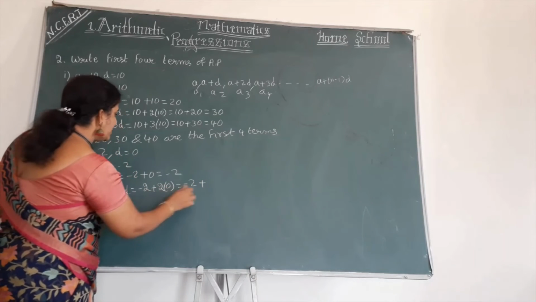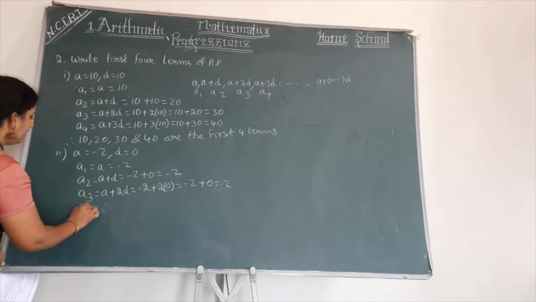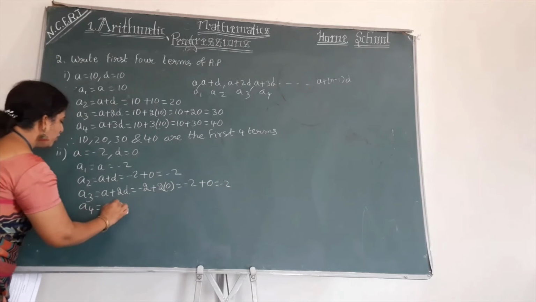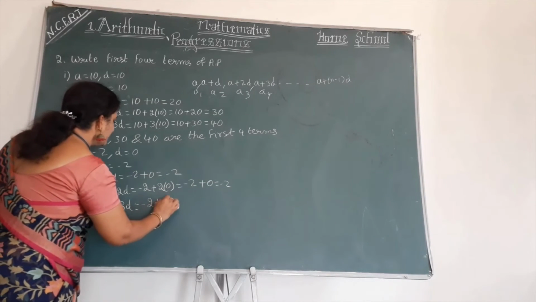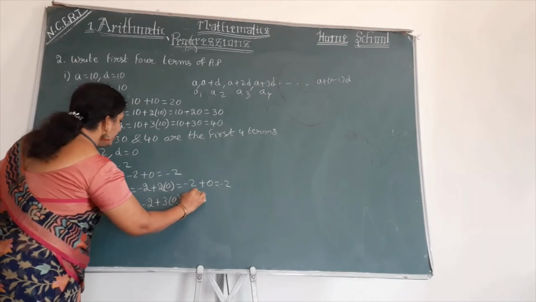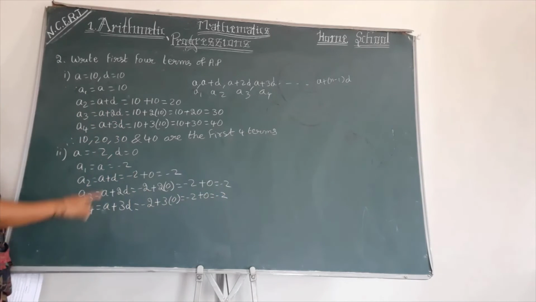-2 plus 2 into 0 is 0. That will be -2. Then A4. What is A4 here? A plus 3D. -2 plus 3 into 0. It will be again -2 plus 0. It will be -2. So look over here, children.